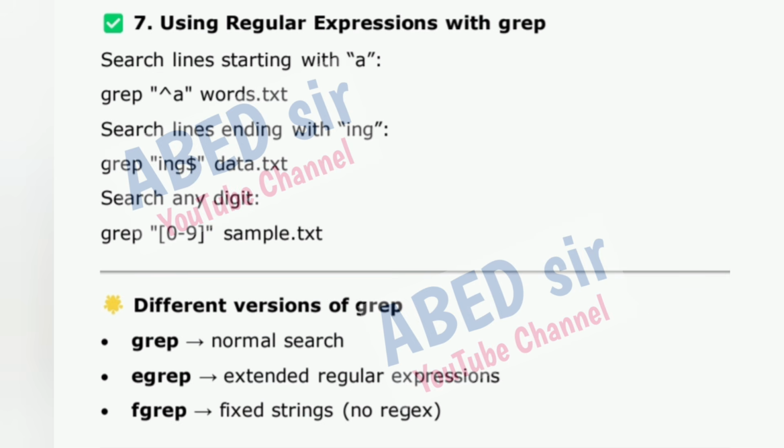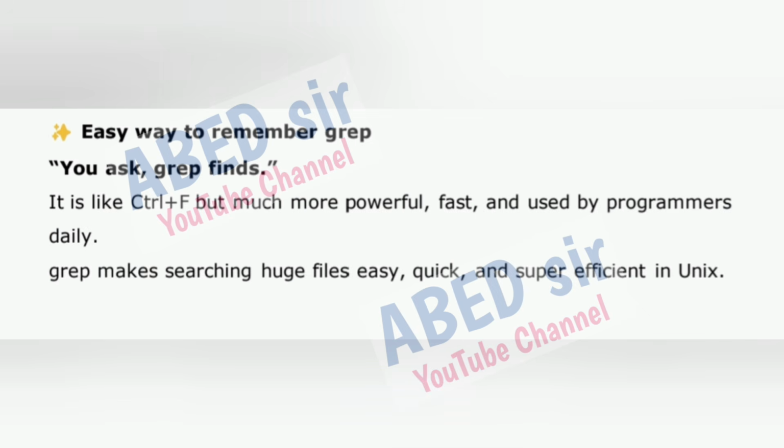Different versions of grep. grep: normal search. egrep: extended regular expressions. fgrep: fixed strings, no regex. Easy way to remember grep: you ask, grep finds. It is like Ctrl plus F but much more powerful, fast, and used by programmers daily. Grep makes searching huge files easy, quick, and super efficient in Unix.